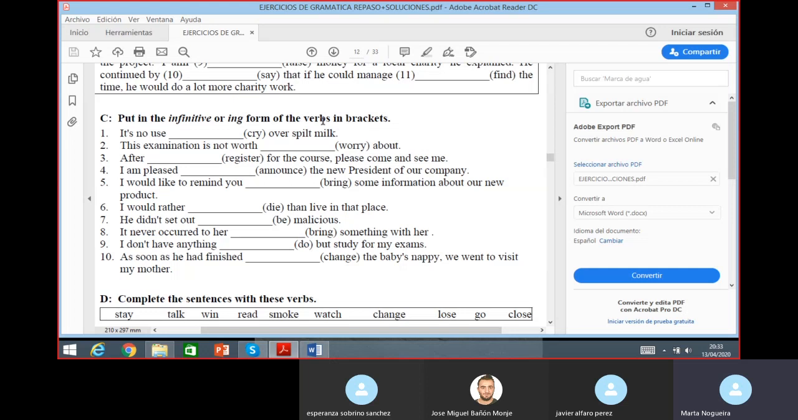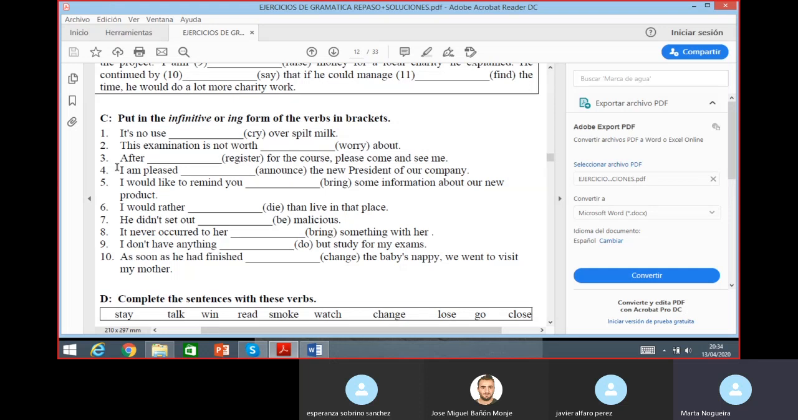Number two, this examination is not worth, well, in this case, you can say worrying, but you could say to worry because it depends on American or British English. So it doesn't matter. Worth worrying, if you put ing is American, if you put to worry is British, but both of them are correct. Some verbs admit both forms.